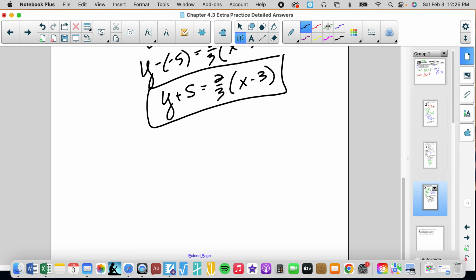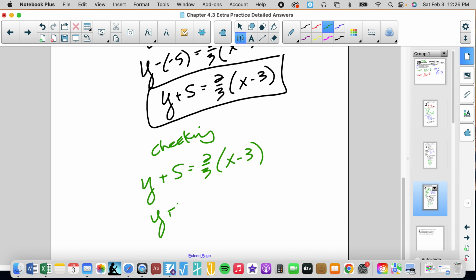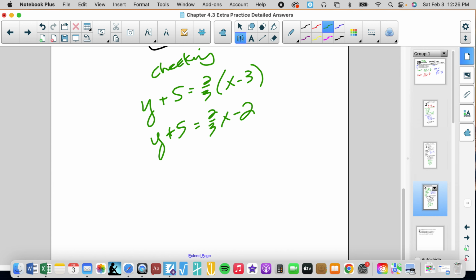And then to check, I'm going to simplify that out and make sure I get my answer from above. So y plus 5 equals 2/3 x minus 2. We're going to minus 5, minus 5. y equals 2/3 x minus 7. And it checks. Very nice.